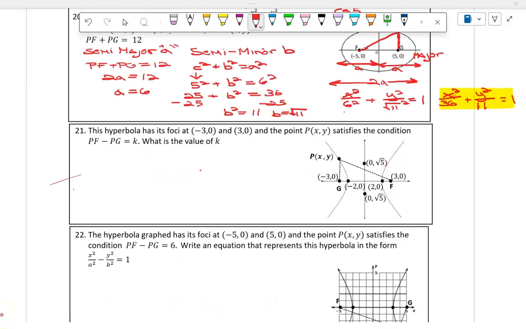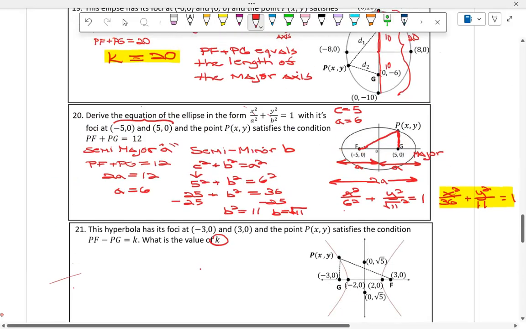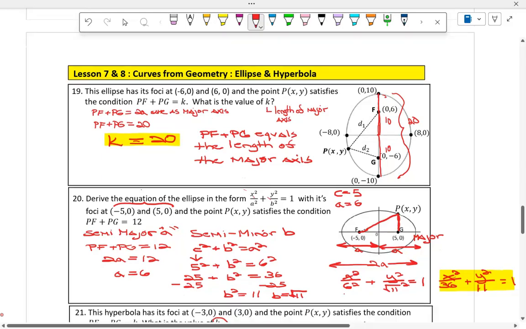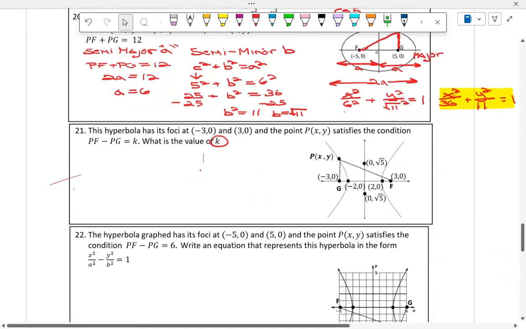All right. 21, we want to find the value of k again. Okay, and in this one, k represents the transverse axis. Okay, in the previous one, up here, k was equal to the major axis. So our transverse axis is this right here.